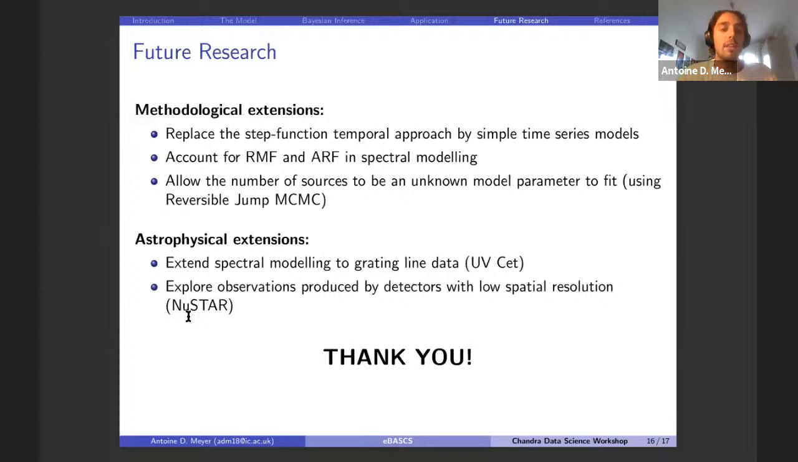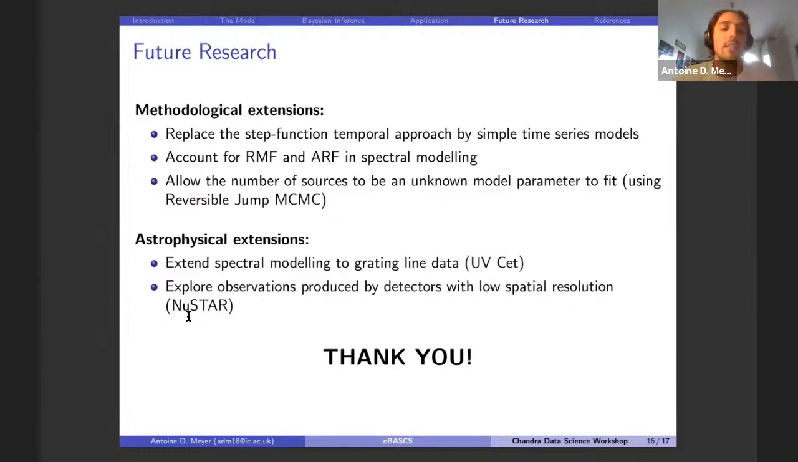And we also want to extend our spectral modeling to account for the RMF and the ARF. And perhaps the most important one, we want to allow the number of sources to be an unknown model parameter to fit. This was one of the features in eBASCS 2015, and that is our next move. And this will require a more sophisticated algorithm, reversible jump Markov chain Monte Carlo.